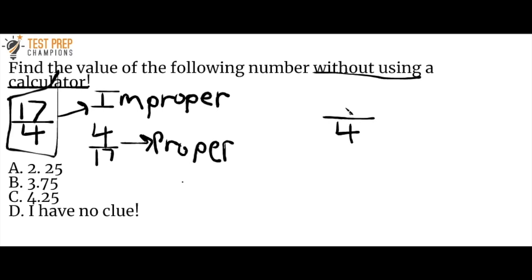Well, what we want to do is think of a number that we can multiply the denominator by that's going to give us a number that's close to 17, but not quite 17. Let me say that again. We want to put some number out here. I'm just going to put an A for now. And we want to multiply 4 by that number, and we want the result to be close to 17, but not quite 17. It's got to be a little bit smaller than 17.